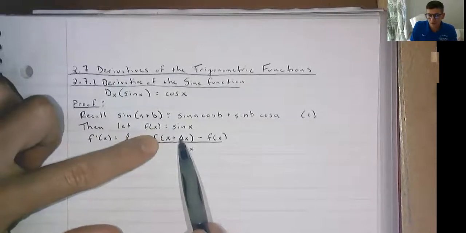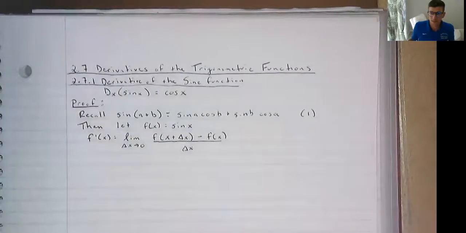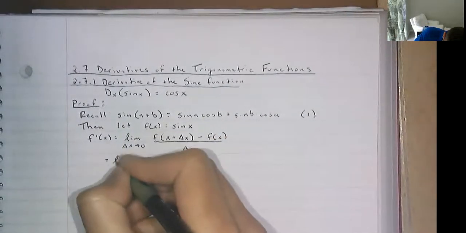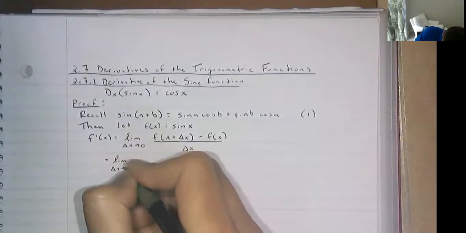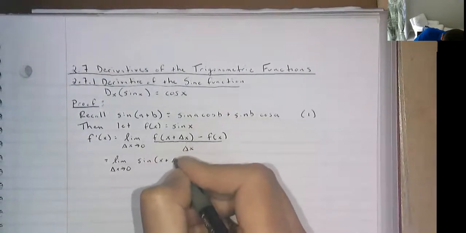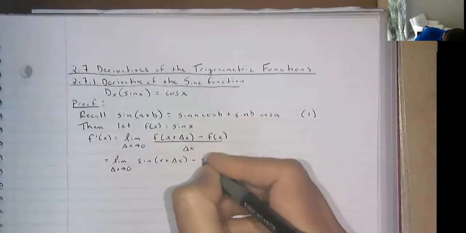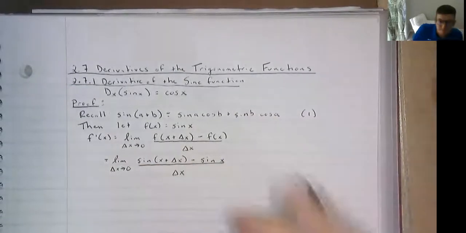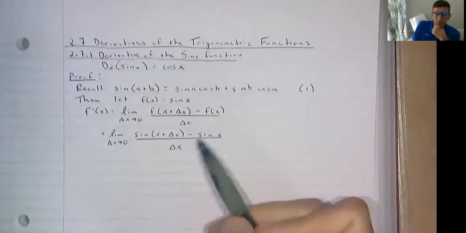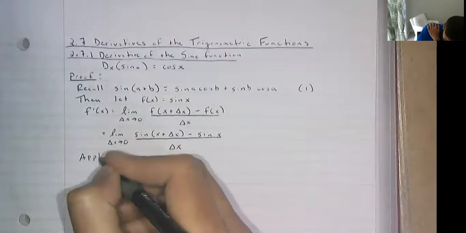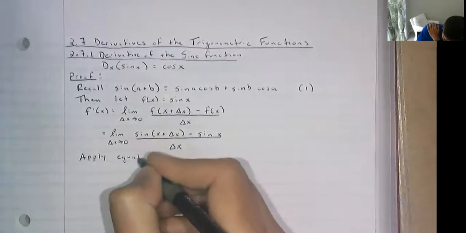because we're about to turn f of x plus delta x into the sine of x plus delta x, and we need to know how to deal with that. So this becomes the limit as delta x approaches 0 of sine of x plus delta x minus the sine of x, all divided by delta x. And now we get to apply equation 1 up here. So apply equation 1.